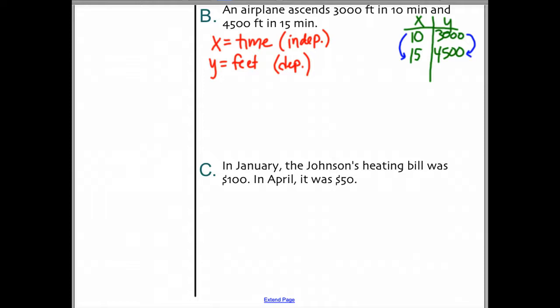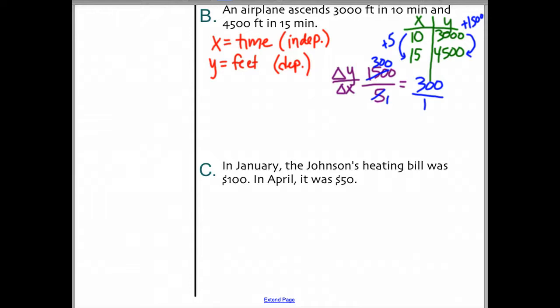So the change in the y values, we're going up by 1,500. And then on the x values, we are going up by 5. Now we can write it as the change in y over the change in x. So we have 1,500 over 5. And using our simplifying skills, we can see that 5 and 15 have 5 in common. So it's 300 at the top. So what we really have is 300 over 1.